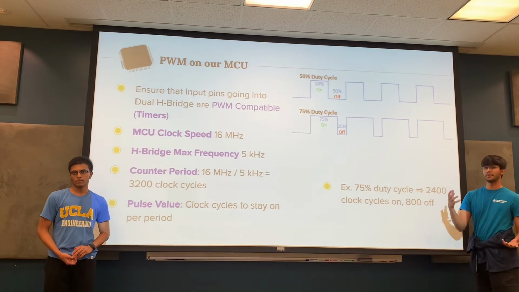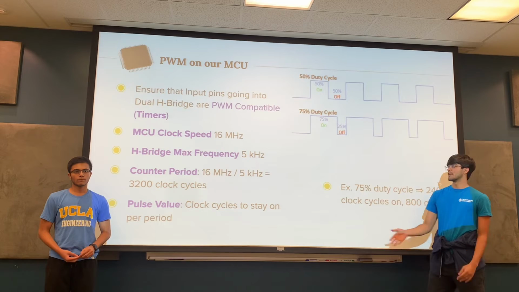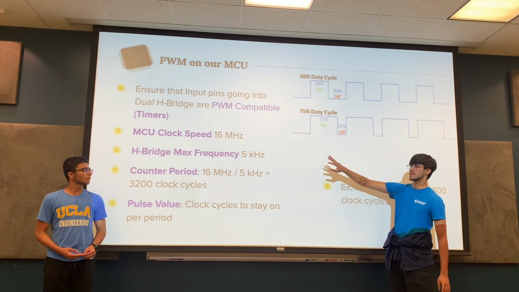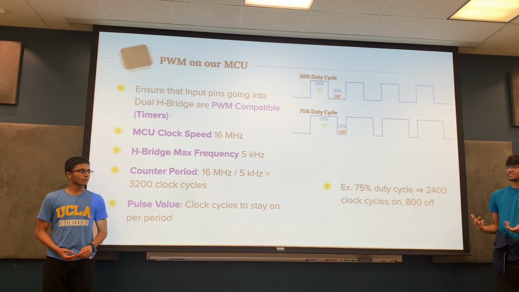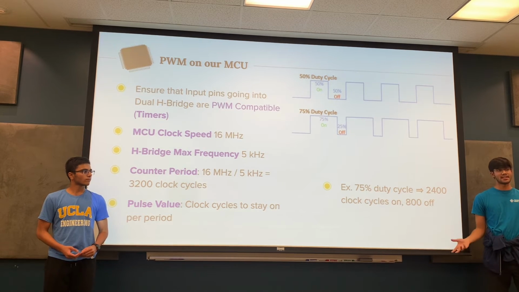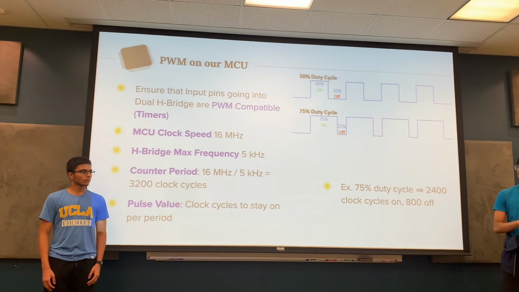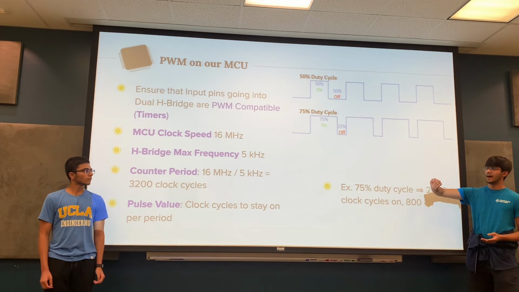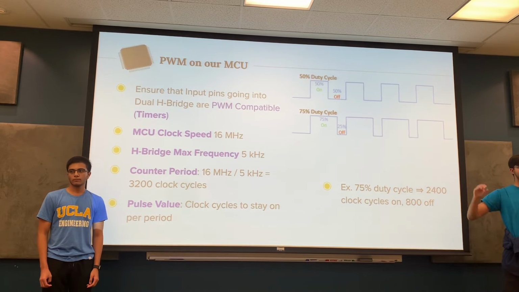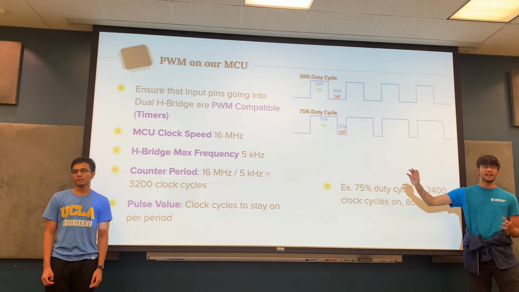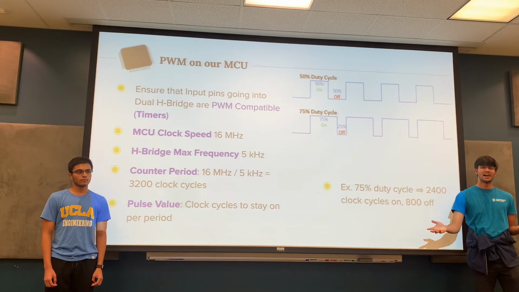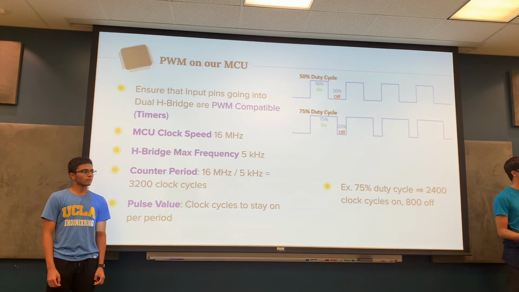Also, just think of the H-bridge max frequency as the number of waves or periods it can accept per second. If you have a 16 megahertz MCU clock speed, you have to convert that into producing 5,000 waves per second. So if you have 16 million values and you want 5,000 waves per second, that means 3,200 values per wave. If that helps you understand.